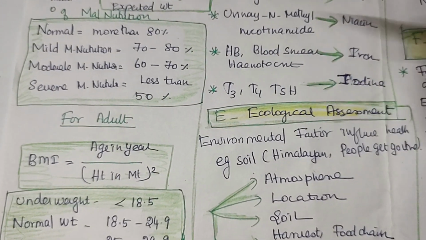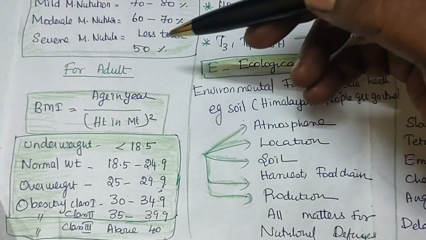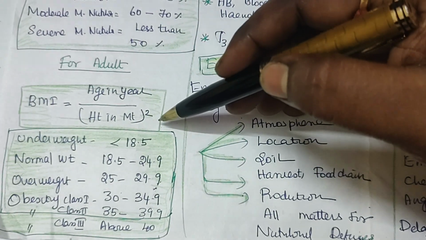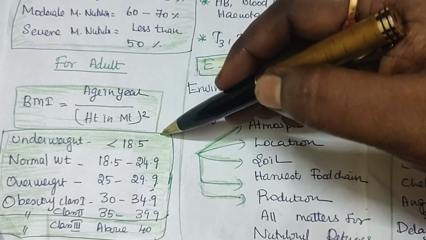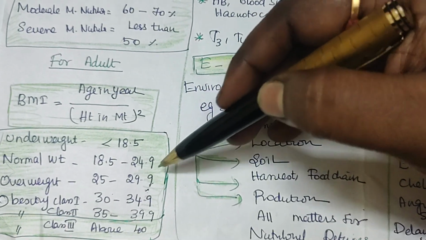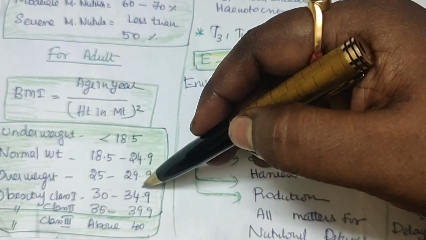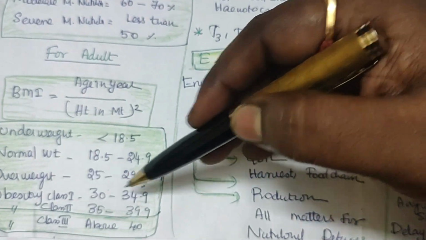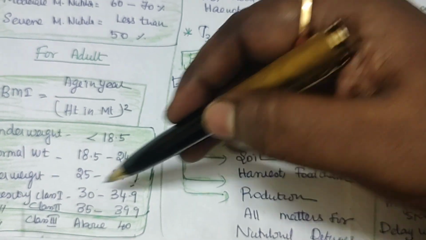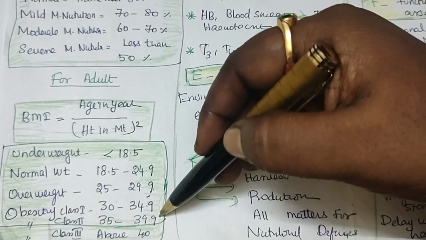For adults we can use BMI, to see underweight or normal weight: weight in kilograms divided by height in meter square. If it is less than 18.5, it's underweight. Normal is 18.5 to 24.9. Overweight is 25 to 29.9. Obesity class 1 is 30 to 34.9. Obesity class 2 is 35 to 39.9. Class 3, above 40, is called morbid obesity.